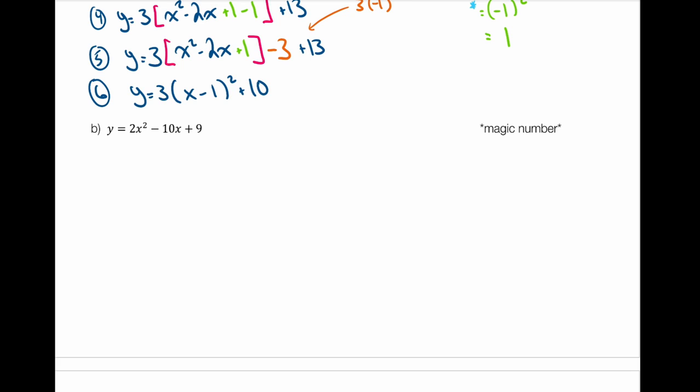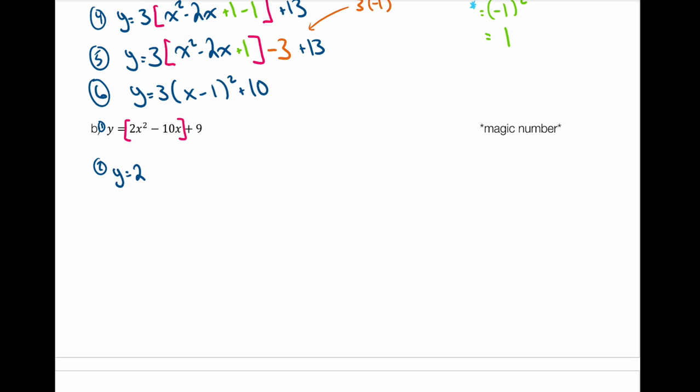Example 2, or B, we're going to work through the same steps together. The first step: put brackets around the first two terms. Second step, I need to common factor the bracket so that the value in front of x squared is equal to 1. In this case, the number in front of x squared is 2, so I know I have to common factor a 2.